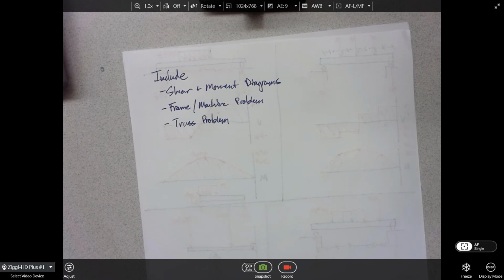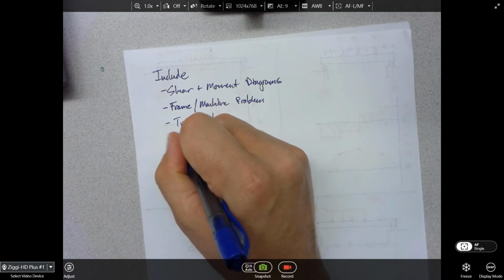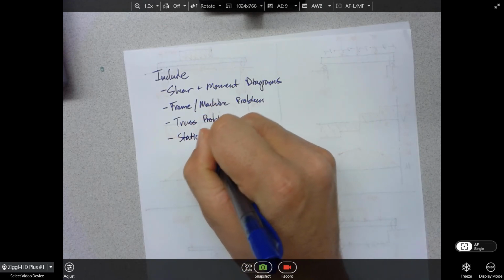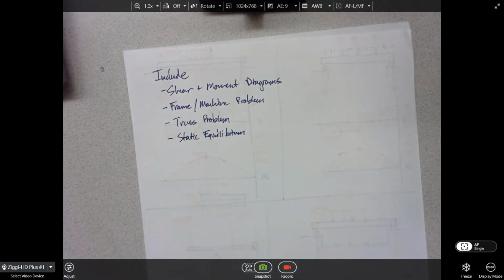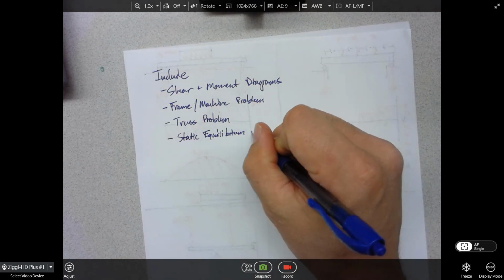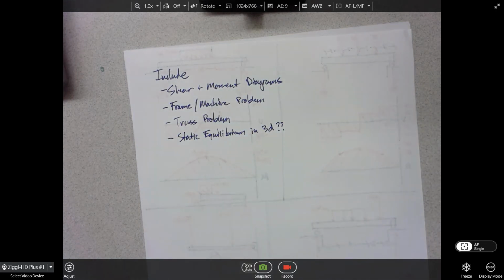And we'll do static equilibrium, and I might even say in 3D. Okay. Maybe 2D, we'll see. Okay. 2 or 3D static equilibrium problem. All right? That'll be the midterm.